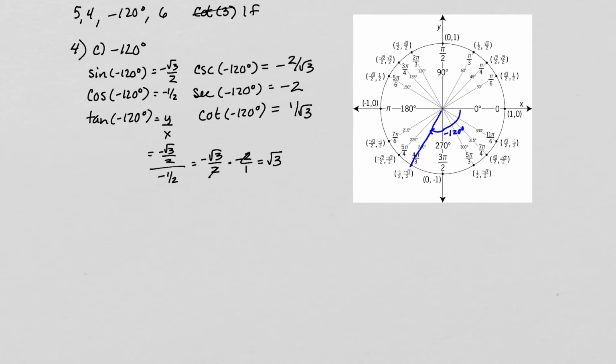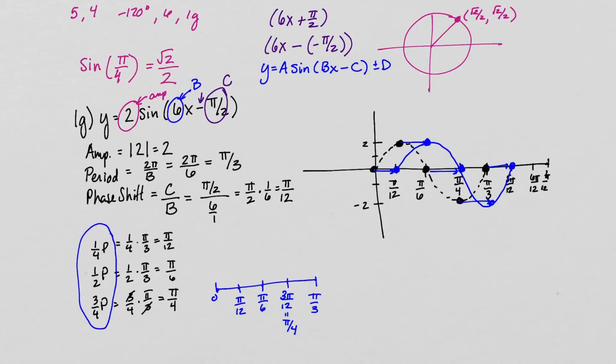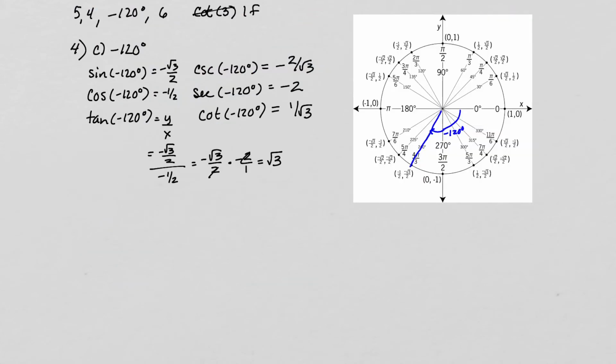No problem. Other ones from problem number 4? Sure, we can definitely do 4G. Oops. Put my guard back up here. So 4G. Okay, so 4G gives us pi over 2.